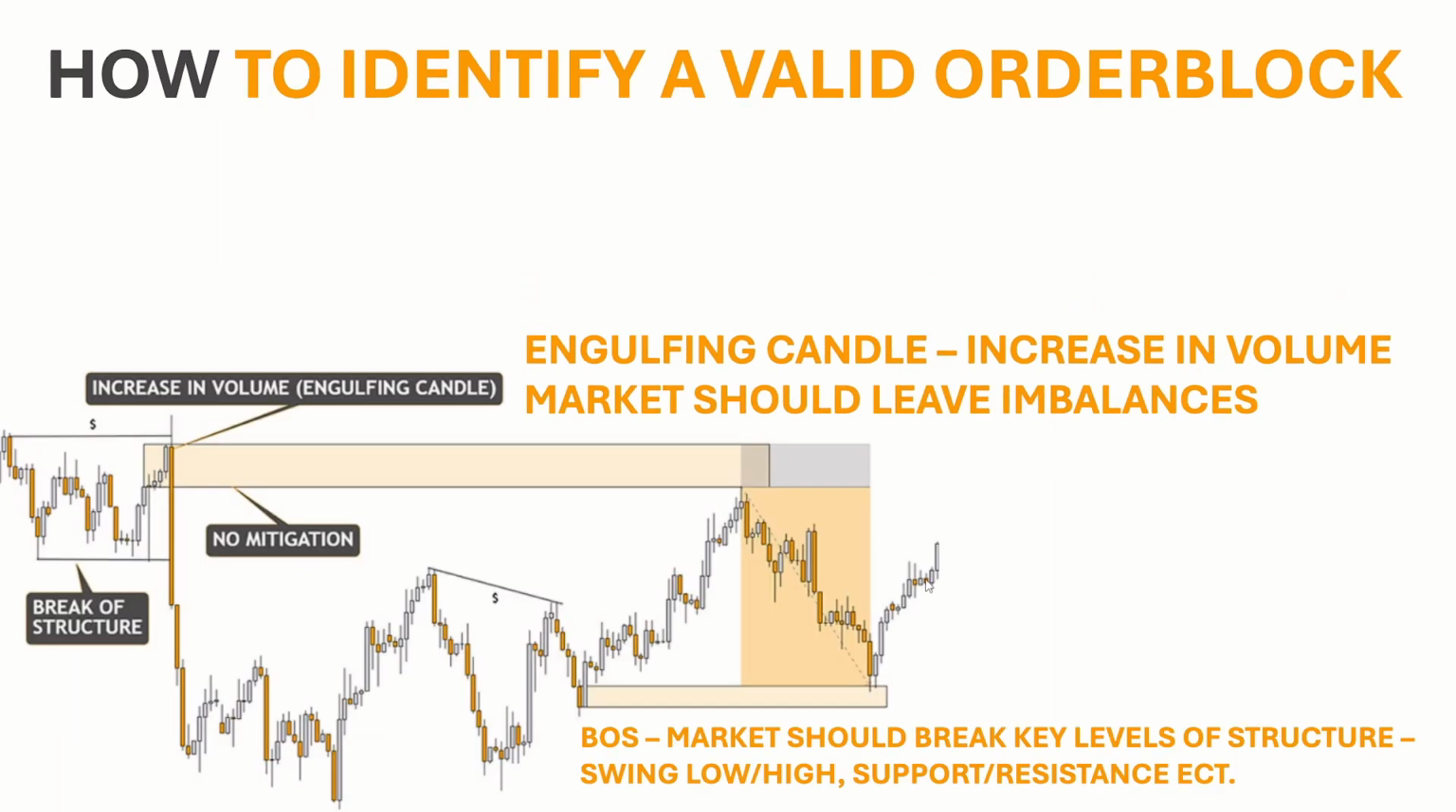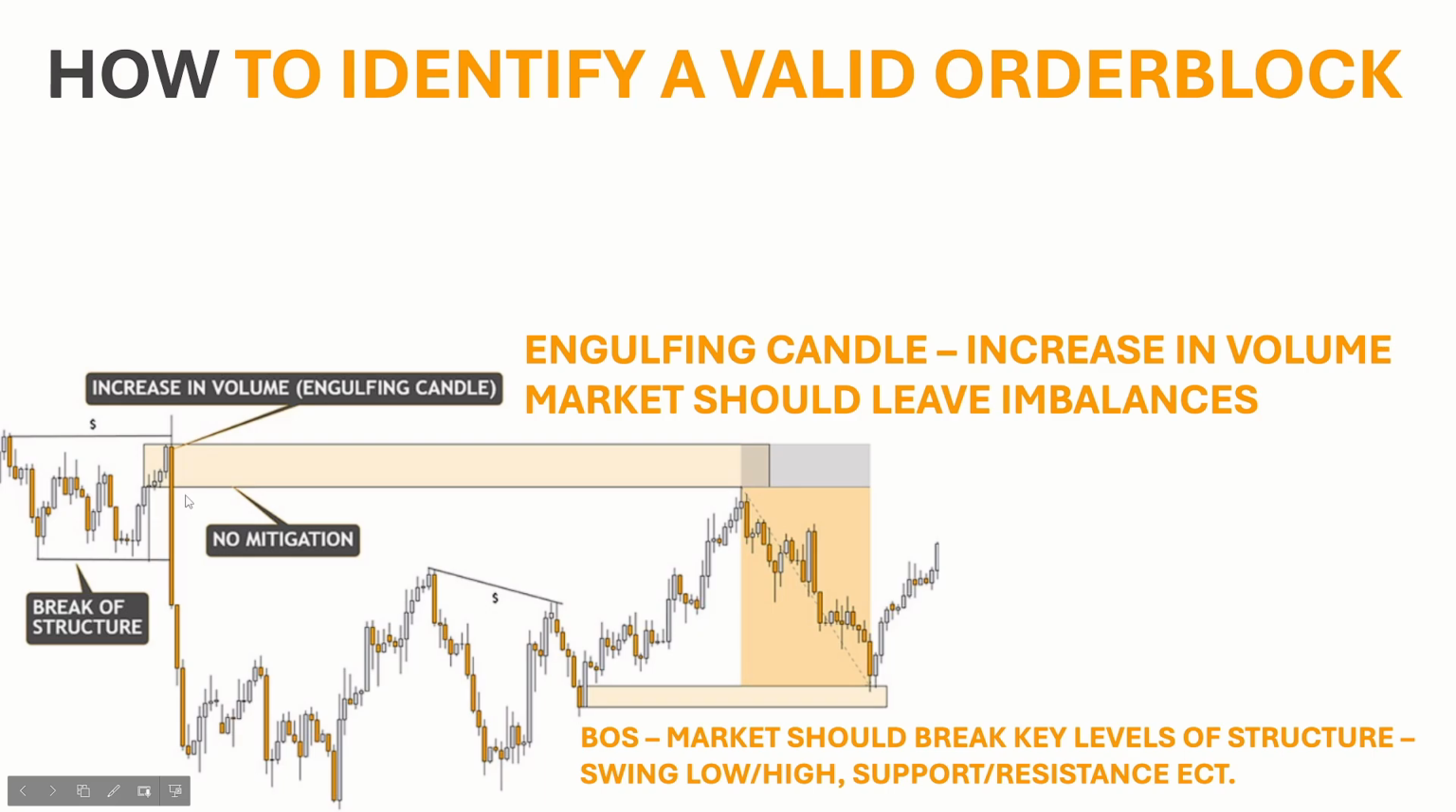How do we identify a valid order block? So there are 3 key steps which smart money traders will tell you. First, an increase in volume, which can be seen by an engulfing candle and leaving imbalances right here, which need to be filled by the market. So we know the market is likely to return to this area. Second, no mitigation, which means no candle should be coming back into our zone, into our POI. Third, a break of structure right here. The order block is not valid without the break of structure, as it shows the market does not want to move in the direction stated.